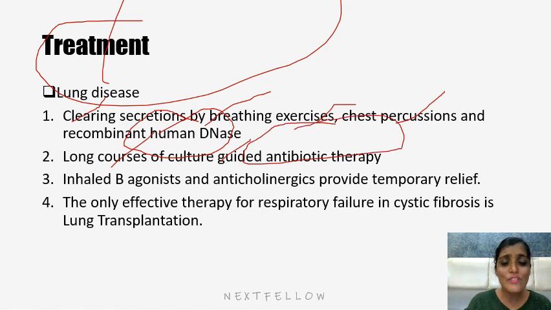But the only effective therapy once respiratory failure sets in, the only effective therapy in case of cystic fibrosis, is lung transplantation. So finally, nothing is going to work if there is no available lung for transplantation. The child is going to deteriorate and there will be failure to thrive and the patient is going to die.